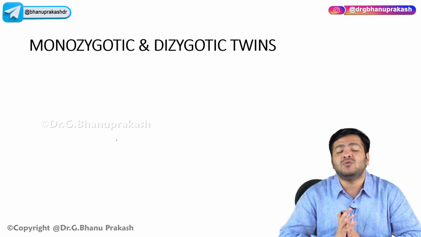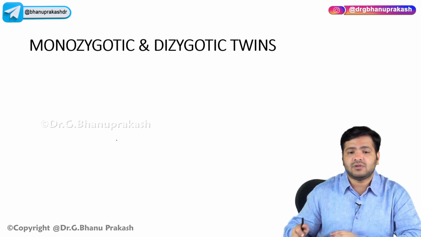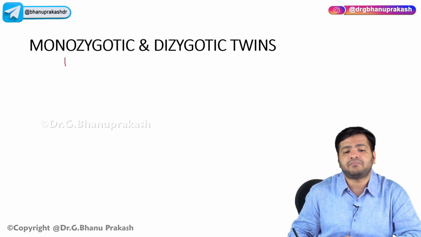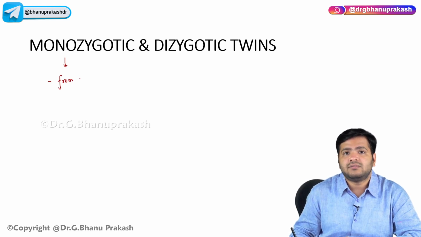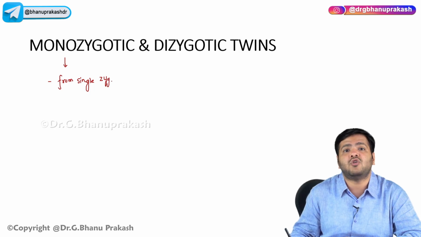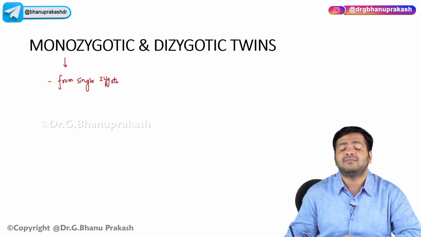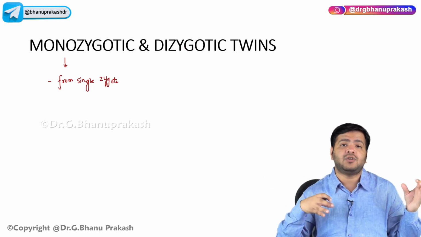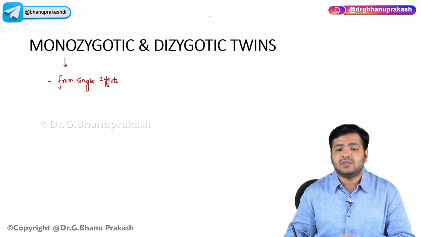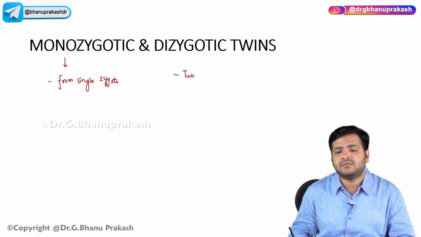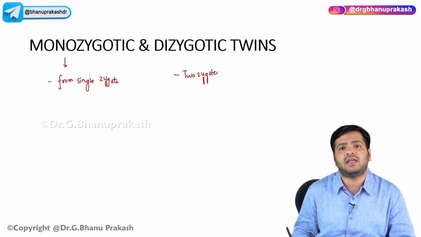Now coming on to the monozygotic and dizygotic twins. Remember that if a single sperm fertilizes a single ovum, there will be formation of a single zygote. So monozygotic twins are formed from a single zygote. They are also called conjoined twins, right? Whereas if two ova are released by two different ovaries at the same time and two sperms fertilize them, two zygotes will be formed.